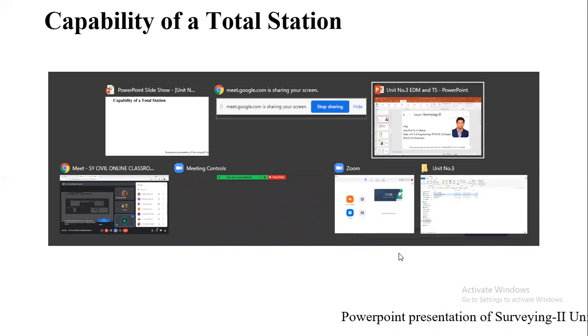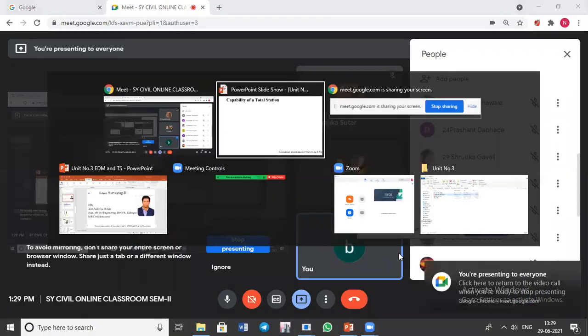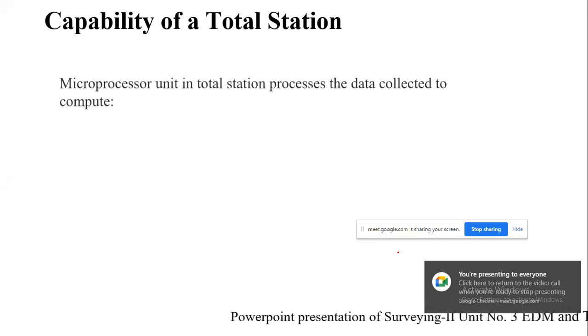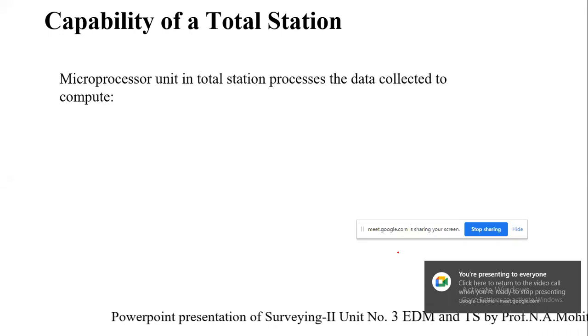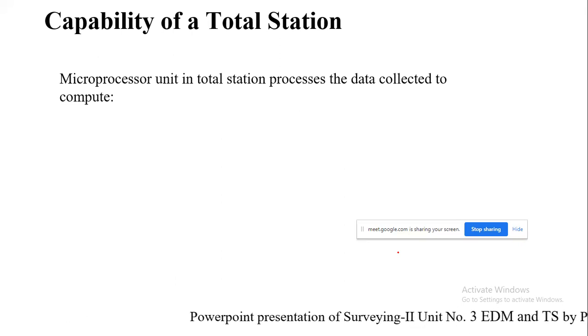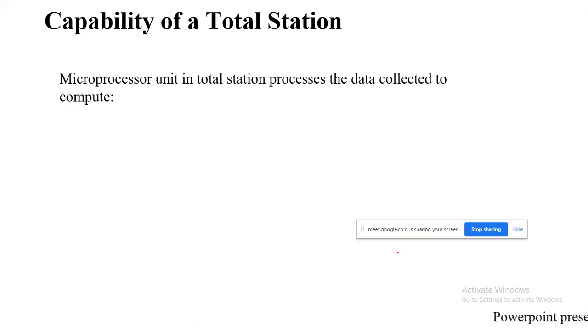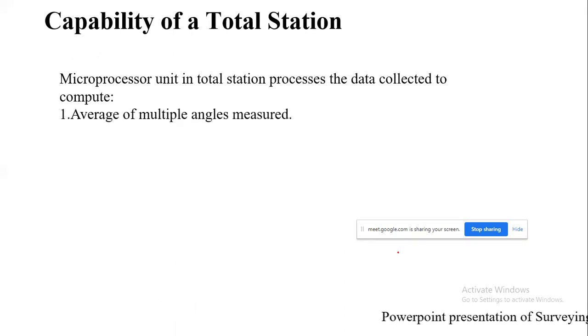Capability of total station. The microprocessor unit in a total station processes the data collected to compute. Correspondingly, whatever points are to be processed, the data is collected and stored.